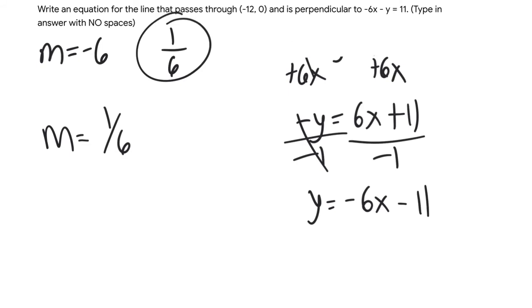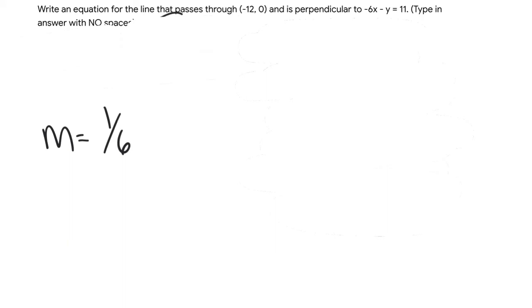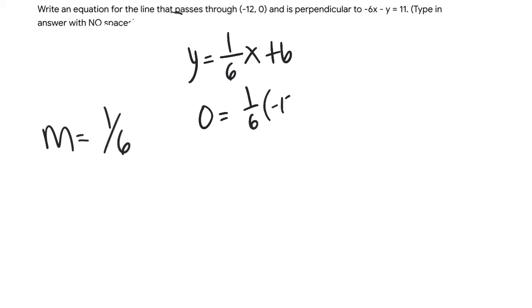So now that we've got this, we can get rid of all this math. We don't need it anymore. We can get rid of this part. We don't need any of this right now. All right, so we've got our slope. We're going to set up slope-intercept form: y equals 1/6 x plus b. We have our point of -12, 0. So I'm going to plug 0 in for y. We'll make 1/6 times -12, and it'll be plus b, and solve for b.